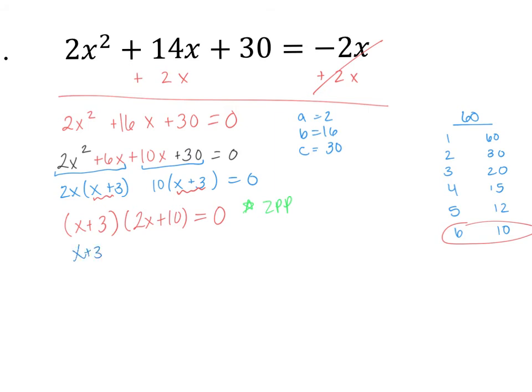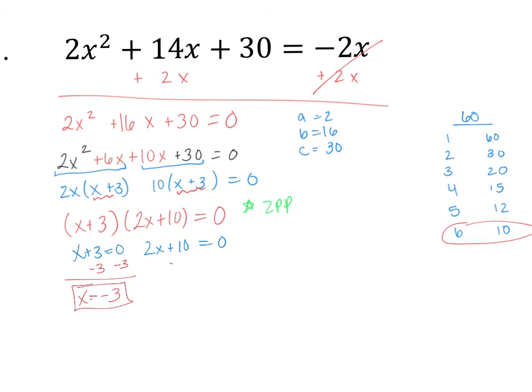So x plus 3 equals 0, and 2x plus 10 equals 0. Okay? And then all I'm going to do is go ahead and solve. So on this first one, I need to subtract 3 from both sides, and I'm left with x equals negative 3. That is one solution to this problem.